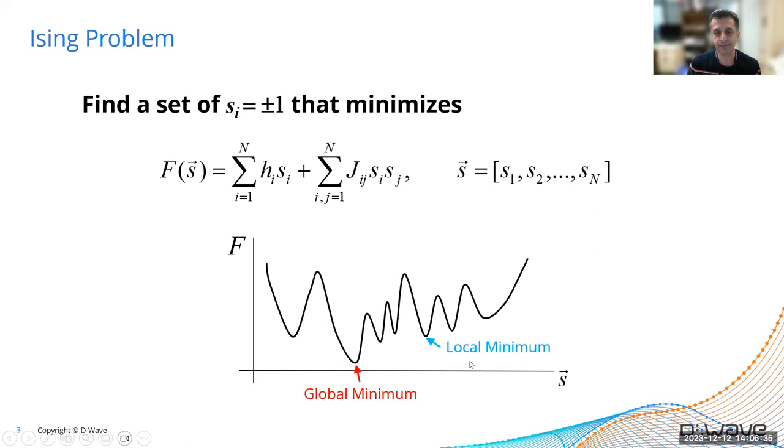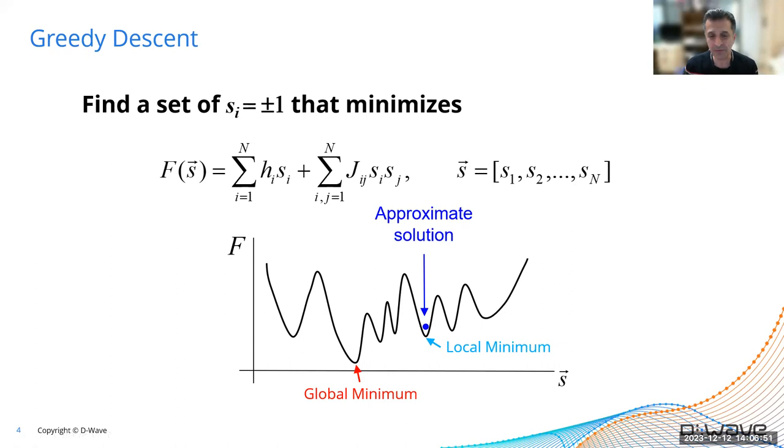If you want to do it classically, the easiest algorithm is greedy descent. You randomly start from one point on this potential and just follow the gradient until you hit the minimum. Most likely you cannot find the global minimum. It's very likely that you will end up in a local minimum, which gives you an approximate solution. If you want to find the global minimum, you have to repeat this many, many times until you randomly land on the right valley that takes you to the global minimum. This will take a significantly long time, which is exponential in the number of the spins, the variables.